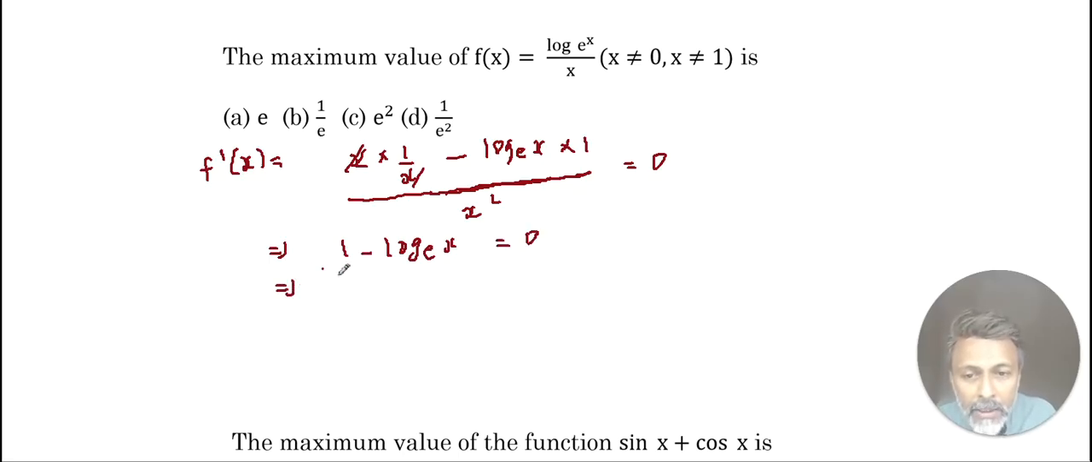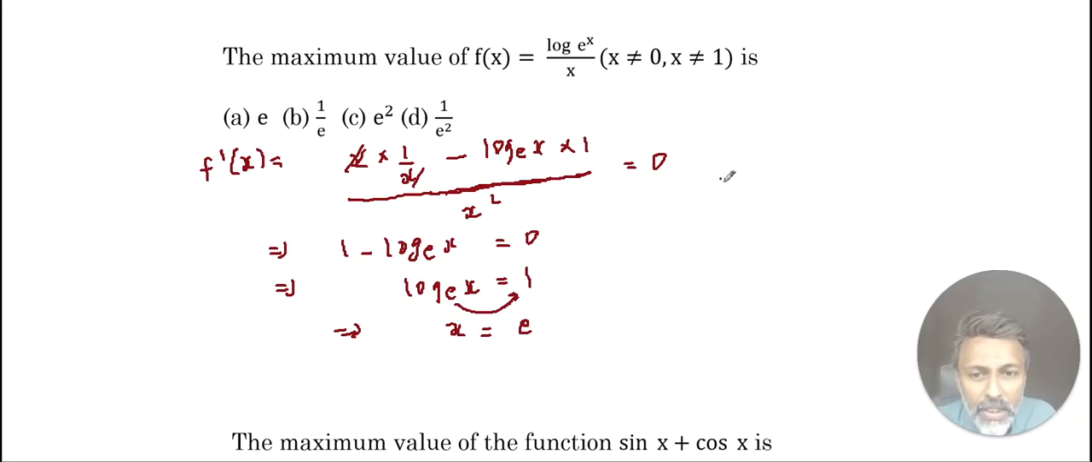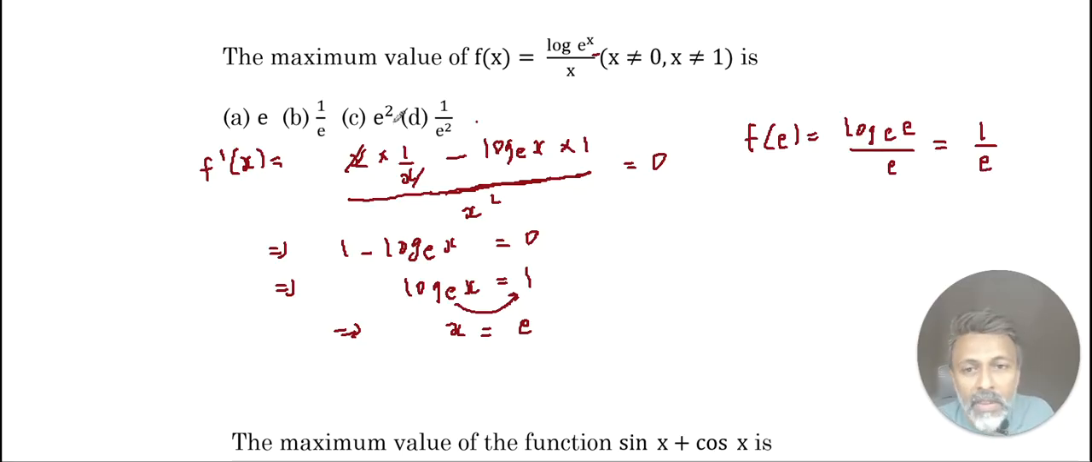X square is cross multiplied. So we get log x is equal to 1, which gives x is equal to e. Exponential form. E raised to 1 is e. Therefore, e. Second derivative, if you want, you can take, though it's a MCQ. We will directly substitute x is equal to e in the question. So we get f of e is equal to log e to the base e divided by e, which is 1 upon e. We mark B option 1 upon e.